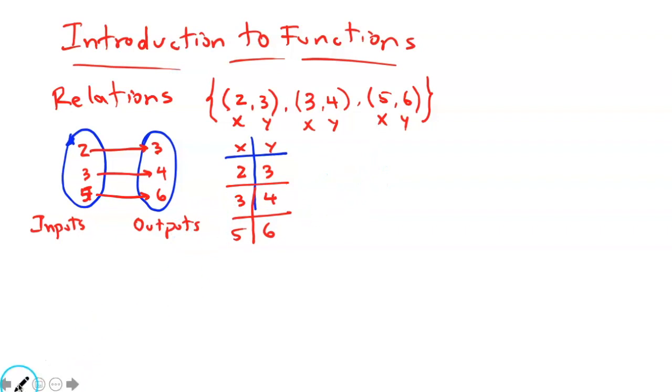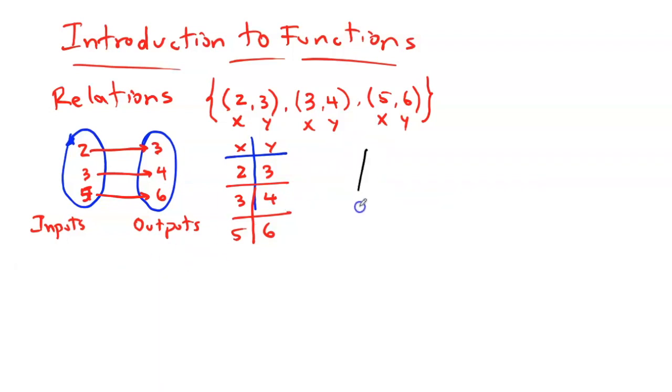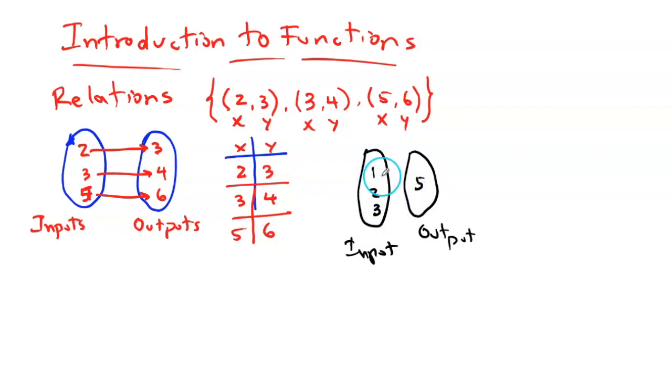Let's go to black right now. I'm going to give you a different type of relation. This is going to be my input, and this is going to be my output. Let's say that I have 1, 2, 3, and it's with 5. The 1 has a relationship with the 5, the 2 with the 5, and the 3 with the 5. This is a relation.